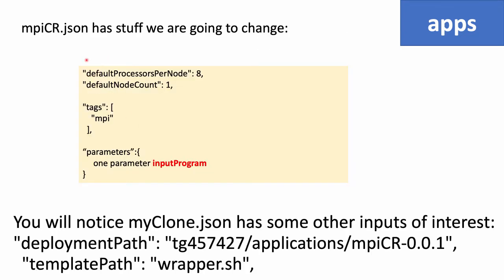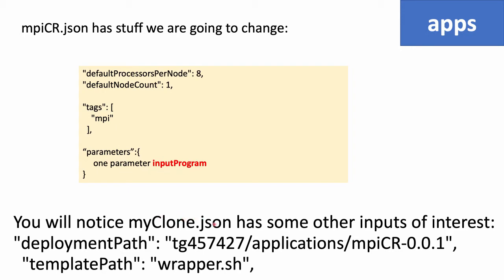So this is the file. It contains a whole bunch of stuff. Basically, these are the things we're going to edit. We're going to have a default processor count of 8, 1 node. We're going to change the tags in this thing, and then we're going to change the parameters. The current app takes a number of parameters. We're just going to take one, the input program.